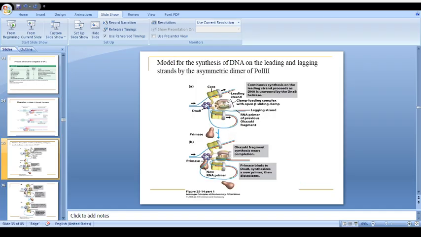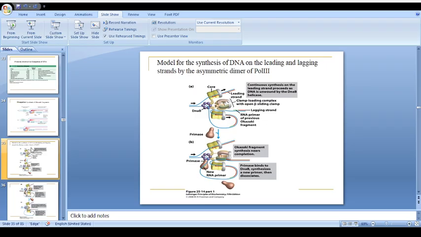The model of DNA on the leading and lagging strand by DNA polymerase 3. Here we can see that the beta clamp of DNA polymerase 3 is bound with the leading as well as the lagging strand. Whereas in the case of the lagging strand, you can see the RNA primer is synthesized for every Okazaki fragment with the help of primase. And the clamp loader complex opens the beta sliding clamp and further closes it for this process.